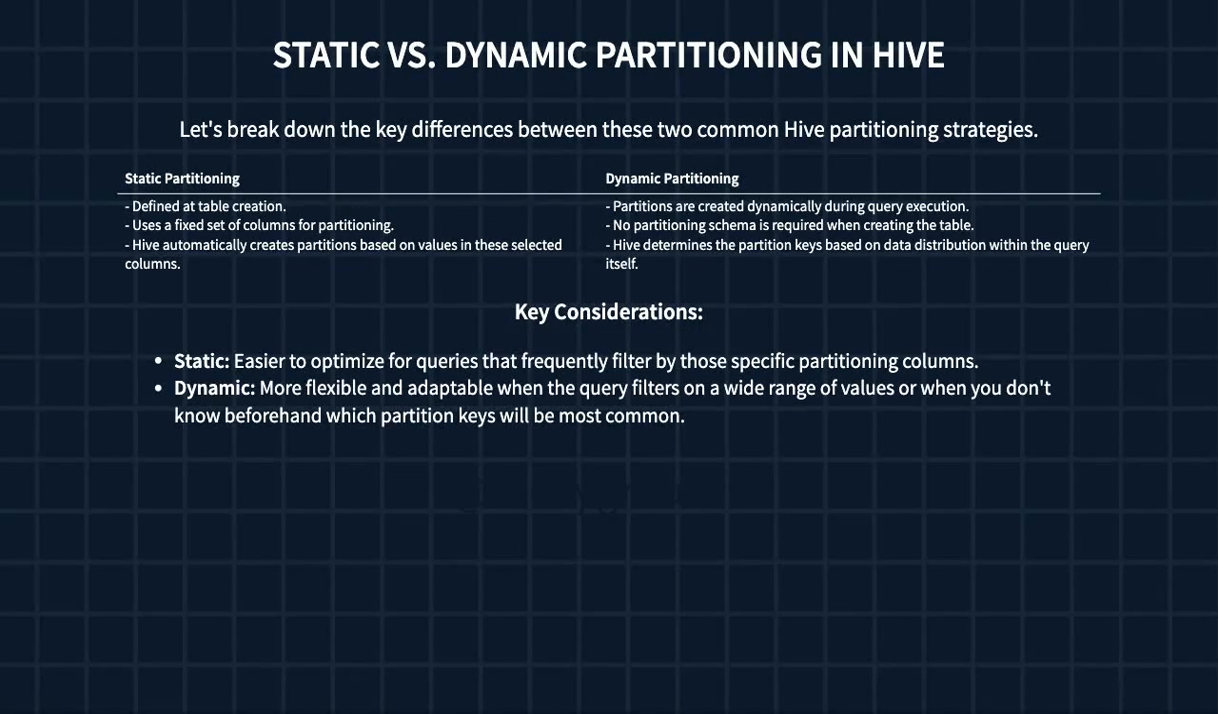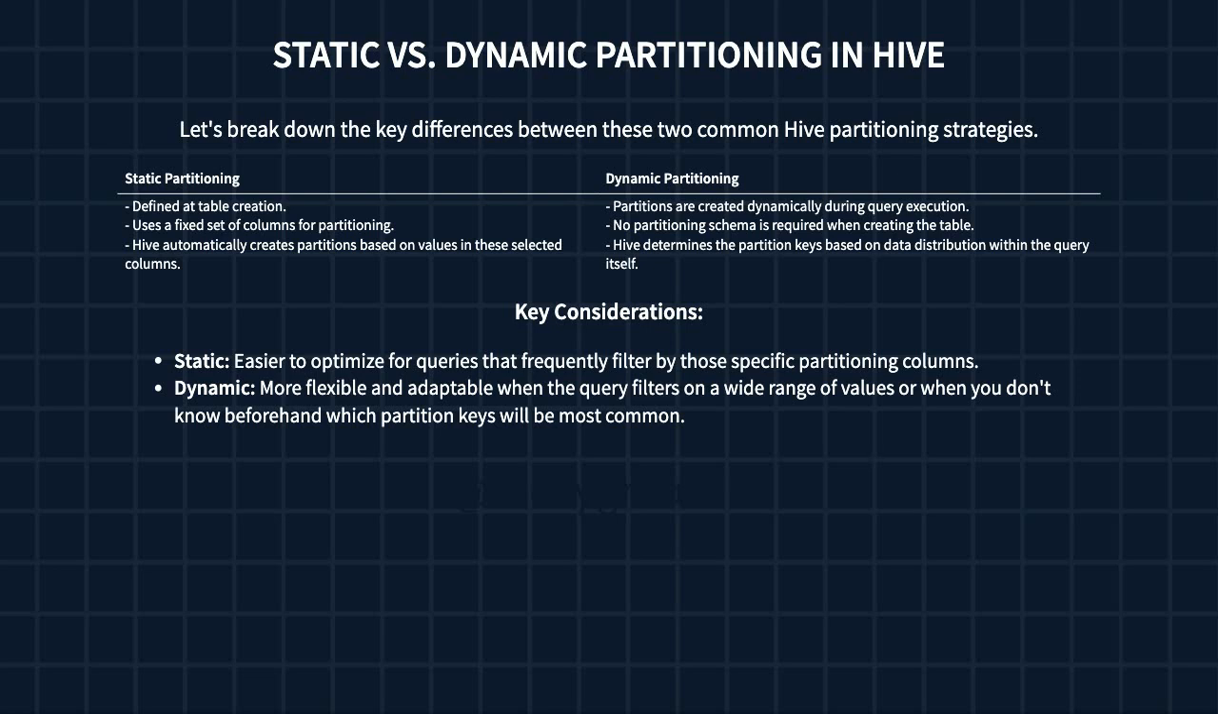Okay, let's talk about partitioning in Hive. It's crucial for performance. We have two main approaches, static and dynamic. Static partitioning means you define the columns that will divide your data when you create the table. Think of it like pre-sorting your files into folders before putting them all together. It's simpler to manage, especially if you know which filters you'll be using often.